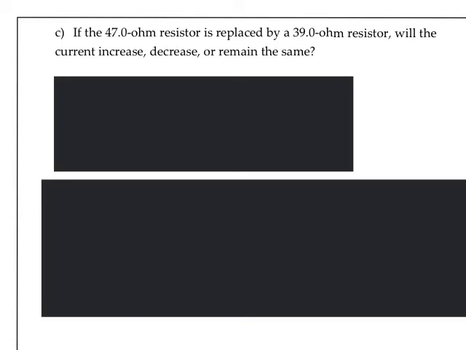Now we're asked to look at if we take that 47 ohm resistor and we're going to replace it with one that has a little bit lower resistance if the current increases, decreases, or remains the same. So we're not really changing our battery, but if we think about Ohm's law, the current and the resistance should be inversely related to each other. So if we're making that resistance smaller, we should see an increase in the current. And I'm going to walk you through mathematically how we can verify that.